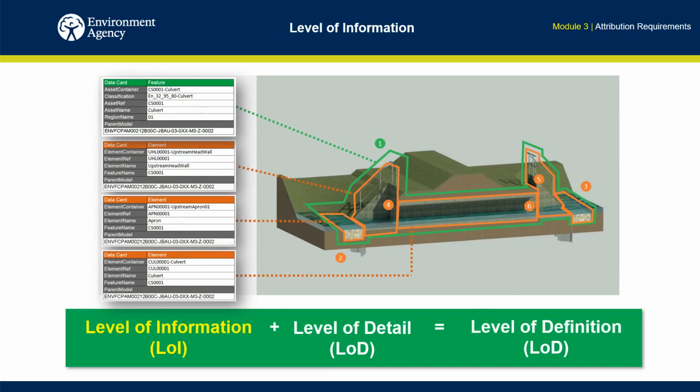Level of information is one component of the level of definition of a graphical model, in addition to level of detail covered in the previous section of this training module. Level of information represents the amount or quality of data that is embedded within objects and graphical models.